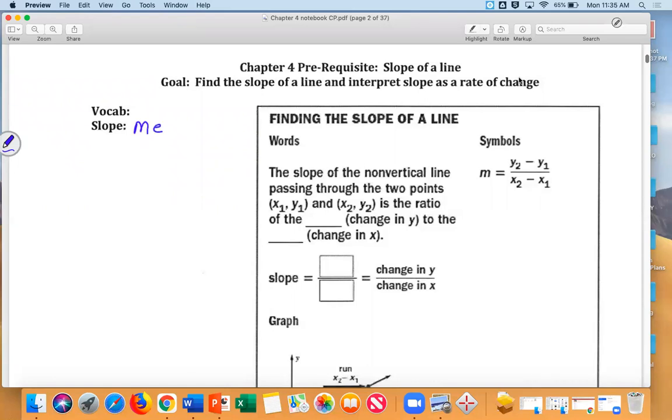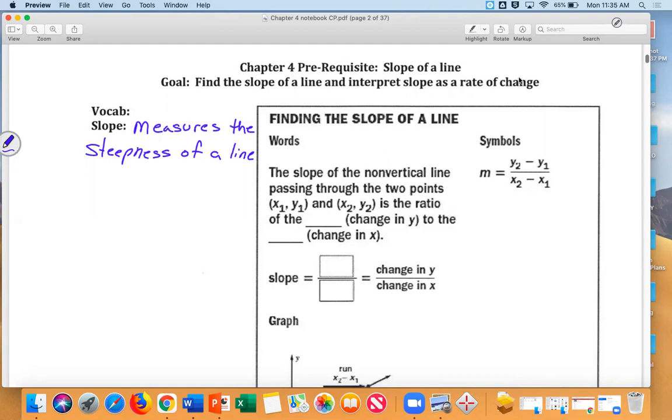Louis, this is why we have to pay attention, buddy. Slope measures the steepness of a line. So, Louis, I don't mind you listening to music, but you got to focus, okay? If we can't listen to music and get what I'm teaching, then the music goes away, right? Makes sense.